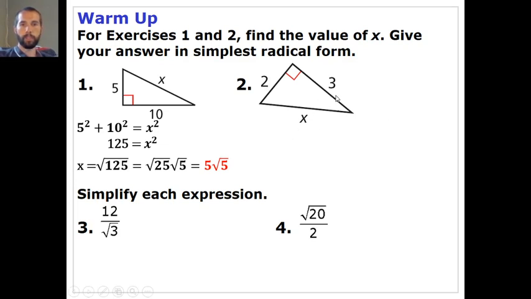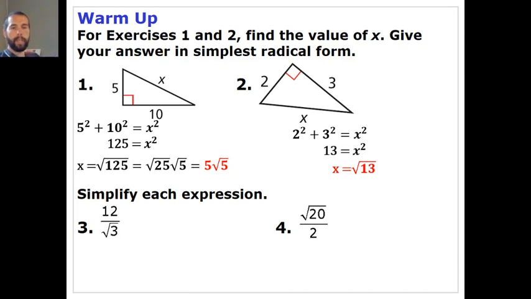All right, number 2, the hypotenuse is x here. So we're going to do 2 squared plus 3 squared equals x squared. 2 squared is 4, 3 squared is 9, 9 plus 4 is 13, so we get 13 equals x squared, and then we take the square root of both sides, and we get x equals the square root of 13. That one can't reduce anymore because there's no perfect square that divides into 13, so that is simplest radical form.